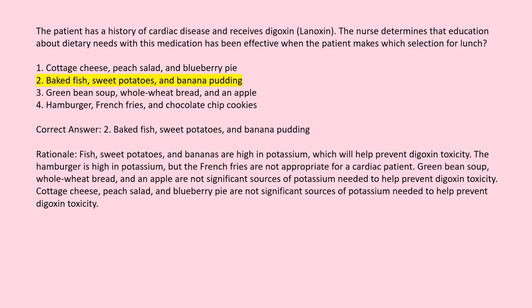Correct answer. 2. Baked fish, sweet potatoes, and banana pudding. Rationale. Fish, sweet potatoes, and bananas are high in potassium, which will help prevent digoxin toxicity. The hamburger is high in potassium, but the French fries are not appropriate for a cardiac patient. Green bean soup, whole wheat bread, and an apple are not significant sources of potassium needed to help prevent digoxin toxicity. Cottage cheese, peach salad, and blueberry pie are not significant sources of potassium needed to help prevent digoxin toxicity.